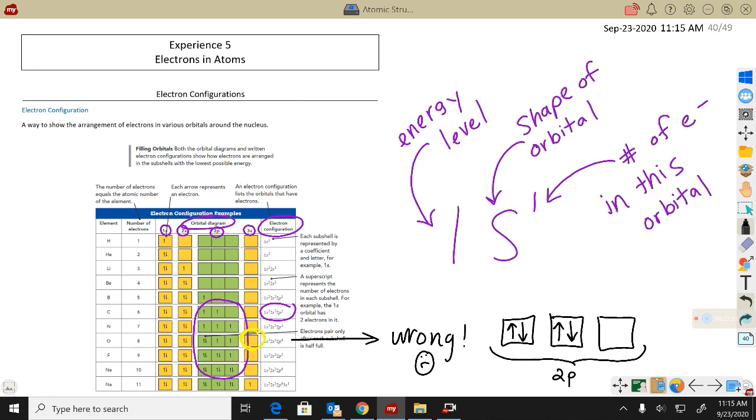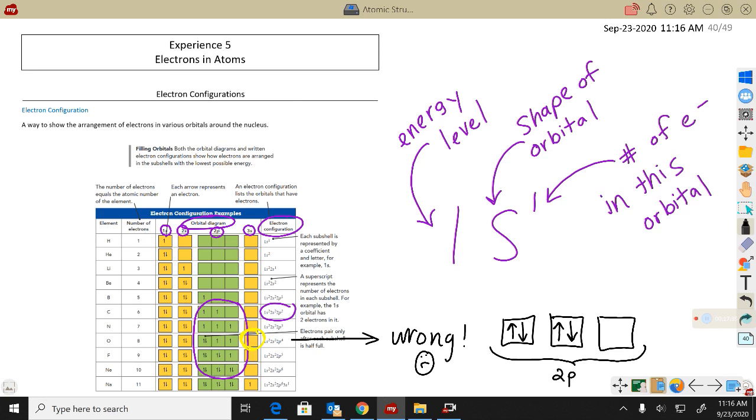So they could give you something like this and trick you, and then we'd want to say what's maybe wrong with this configuration and why. We would say that no, we wouldn't want to pair more electrons if we don't have to, because they're going to repel each other. Like charges repel, and that would then not be stable.